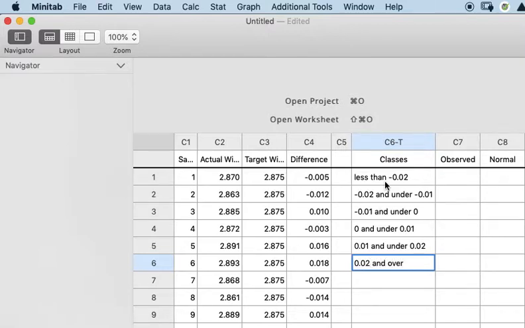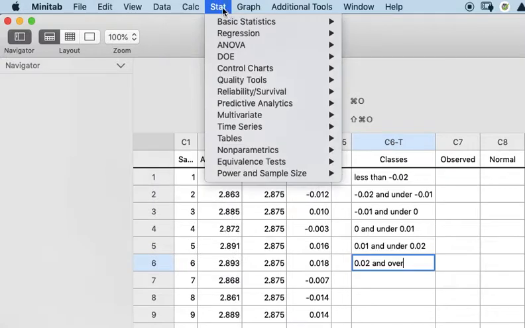Sometimes this table will be given to you, like in the homework question about this section, and then you can just use the table that's there. But that's where these values come from. Now what I'm going to do is count how many in the difference column are in each of these classes. I could do that by hand, but there are 300 data values here, so that would take a long time. So I'm going to use Minitab to help me out with this.